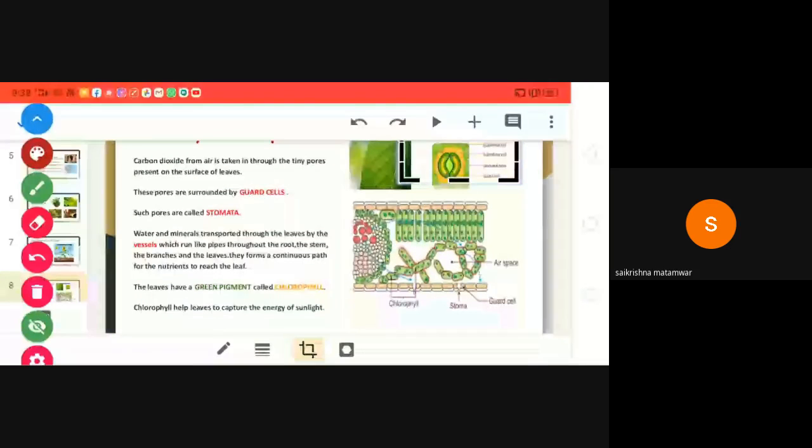About vessels: vessels are nothing but small pipes present in the plant, like the nerves in the stem. Through those vessels, the water and minerals are transported from the soil to the leaves.